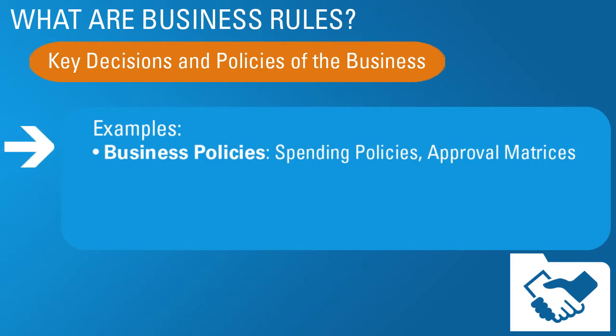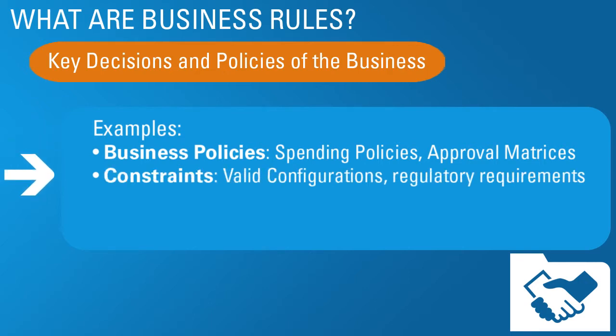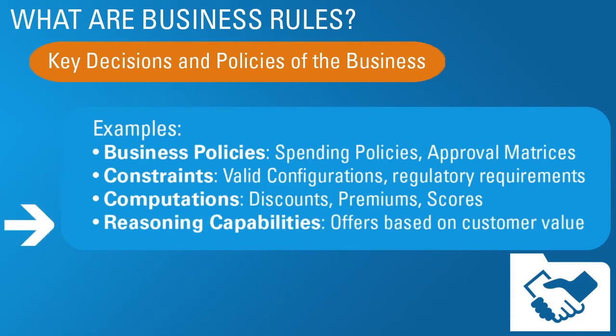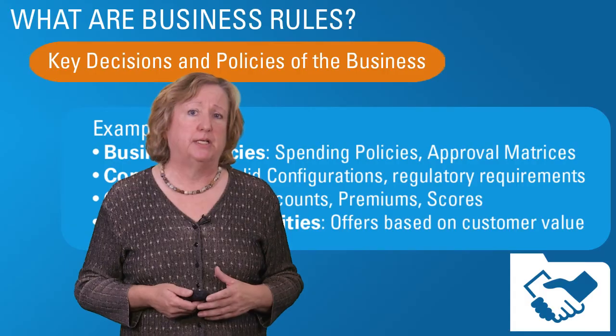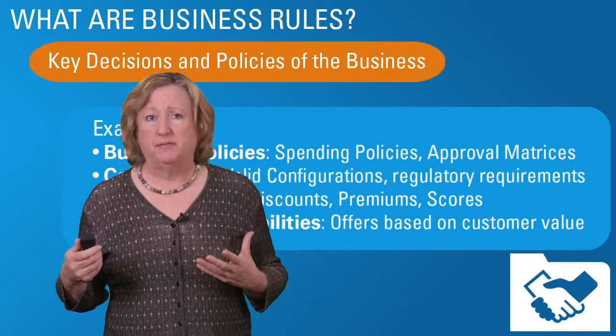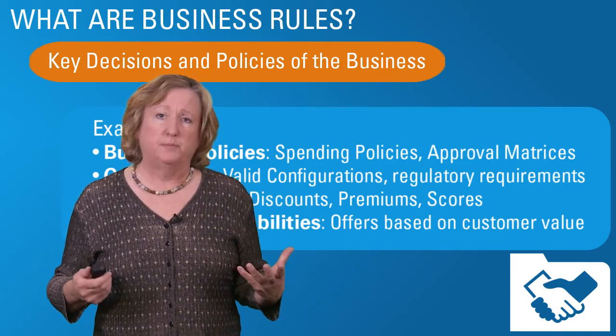It's around the business policy, so it may be spending policies, maybe approval matrices. You may want to set some business-specific constraints. Maybe there are regulatory requirements. Maybe there are computation, scoring, and reasoning capabilities. You might make offers based on the customer's status. So business rules are not considered to be procedural logic or programming logic in your code. They are very much outside of the code and owned by the business.